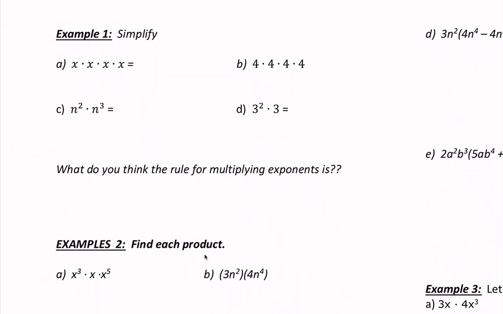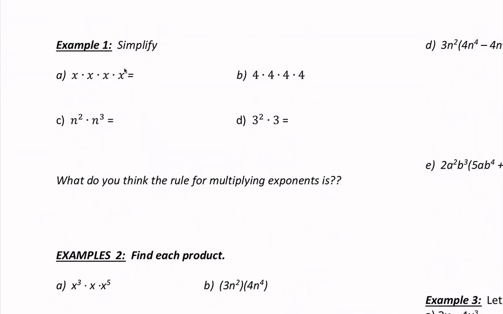Okay, so now we're going to simplify. We're going to be kind of working backwards. We were breaking things down, so now we're going to write it simplified. So how can I write x times x times x times x? Well, I know I'm multiplying x together 4 times, so I'd write that x to the 4th power. So on this one, I'm 4 times 4 times 4 times 4. So I'm multiplying 4 together 4 times.